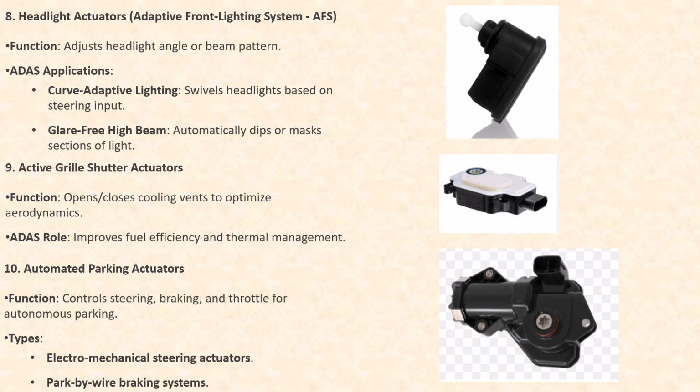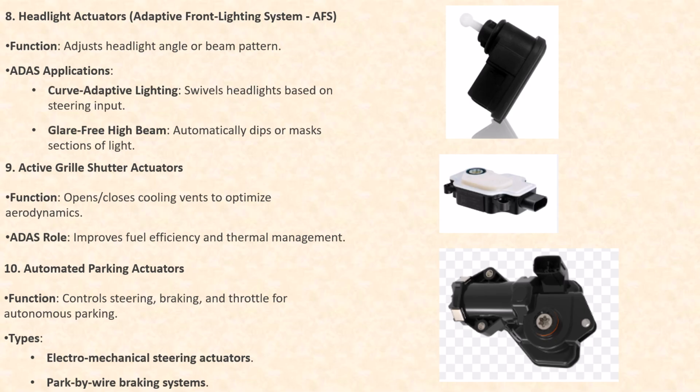Next comes the headlight actuator. Now, in modern vehicles, for example, in recent times, some vehicles like Skoda Kushaq, Skoda's Enyaq, Hyundai Ioniq are introducing vehicles with adjustable headlight pattern or adjustable headlight angle or beam pattern. So, depending upon the actual scenario, the actual use case, curve adaptive lighting swivels the headlights based on the steering input, so that the headlight beam is directed in the correct direction, so that the vehicle driver can have the best convenience.